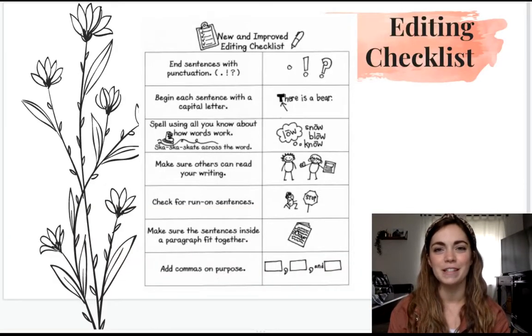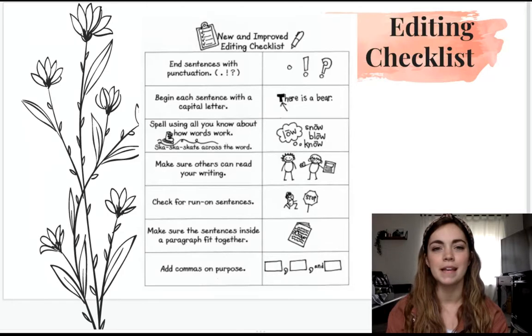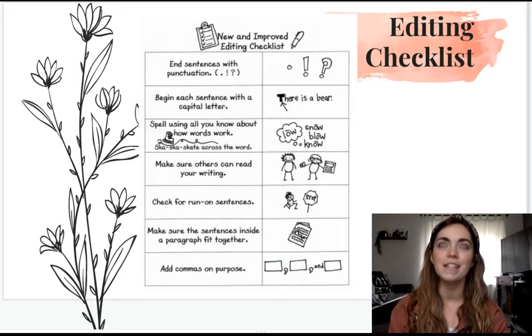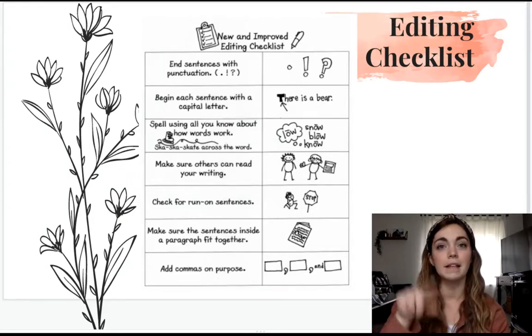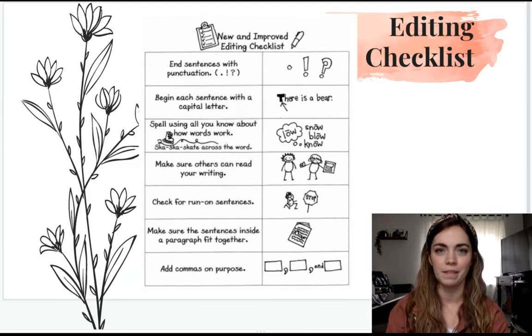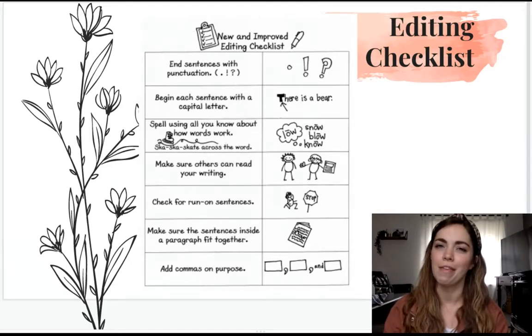In your learning packets, you are going to find this new and improved editing checklist. This is a checklist that you can use on all of your writing to make sure that it's the best writing that you can do. I'm going to read through this checklist. At the top, it says end sentences with punctuation. Okay, third graders, you know that every single sentence needs to end with a period, a question mark, or an exclamation point. Every single time it needs ending punctuation. The next one says begin each sentence with a capital letter. You know that. Every single sentence starts with a capital letter.